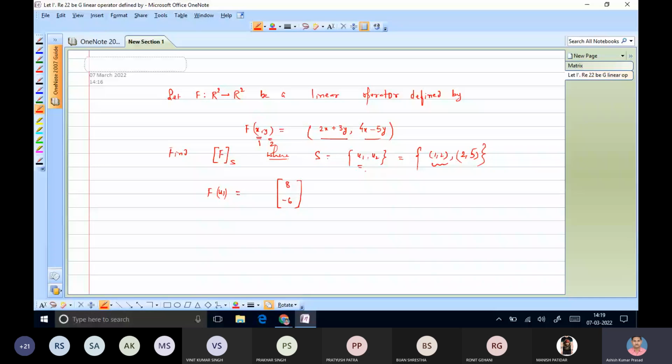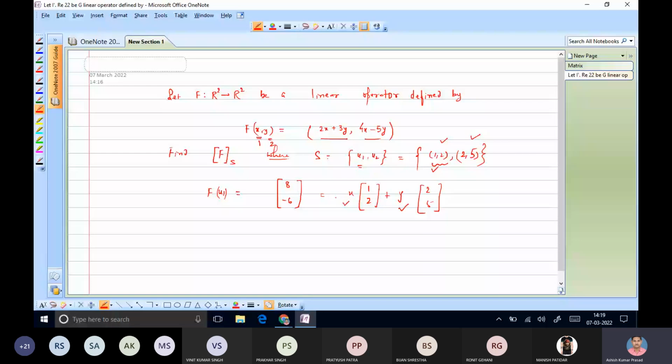And I have to write this as a linear combination of U1 and U2. So I have to write this as a linear combination of U1, which is (1, 2), and U2, which is (2, 5). So the coefficients I will give as x, y, and our aim is to find x and y for which the left hand side is equal to the right hand side.